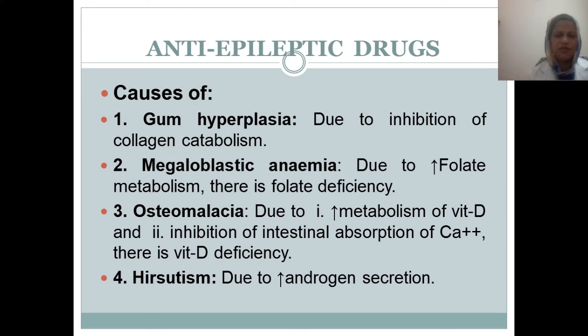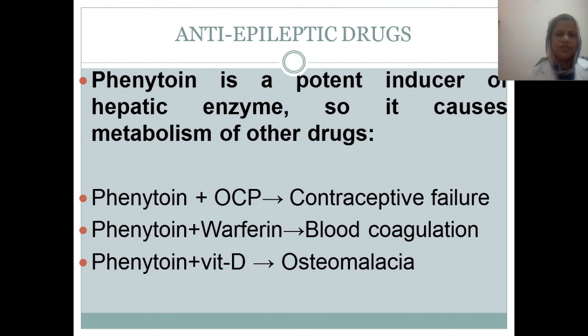Osteomalacia is due to increased metabolism of vitamin D and inhibition of intestinal absorption of calcium ion; there is vitamin D deficiency. Hirsutism is due to increased androgen secretion. Phenytoin is a potent inducer of hepatic enzymes, so it causes metabolism of other drugs. There are some drug interactions, such as phenytoin plus OCP causes oral contraceptive failure, phenytoin plus warfarin causes blood coagulation problems, phenytoin plus vitamin D causes osteomalacia because it increases metabolism of these drugs.